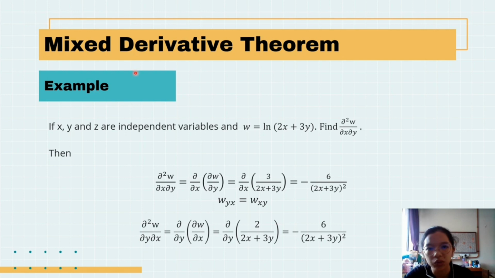According to the mixed derivative theorem, wyx is equal to wxy. So let us verify it. We find ∂²w/∂y∂x. We need to differentiate with respect to x first, so we get 2/(2x + 3y). Then we differentiate this equation with respect to y, so we get -6/(2x + 3y)².